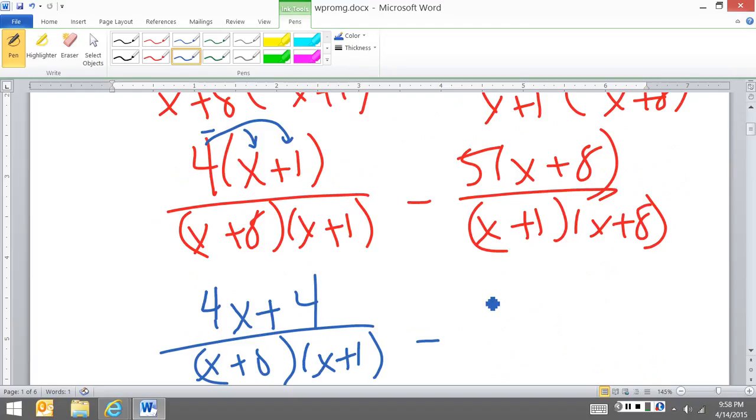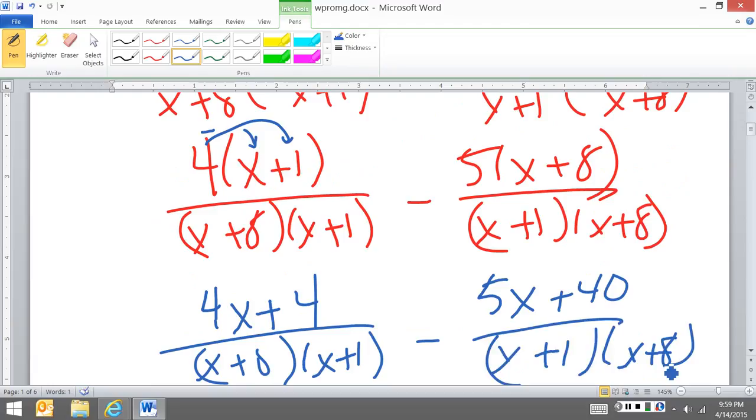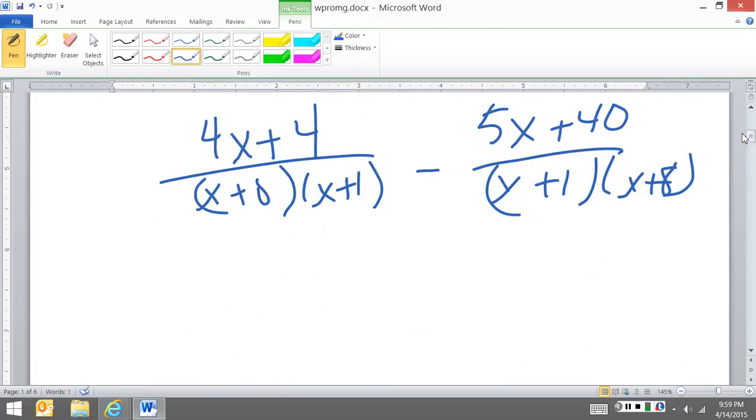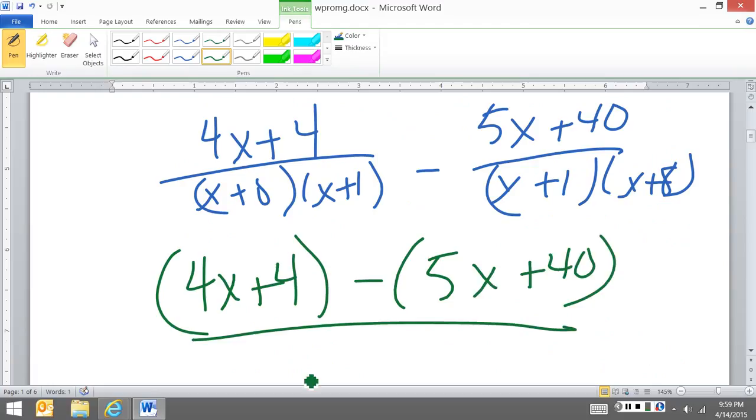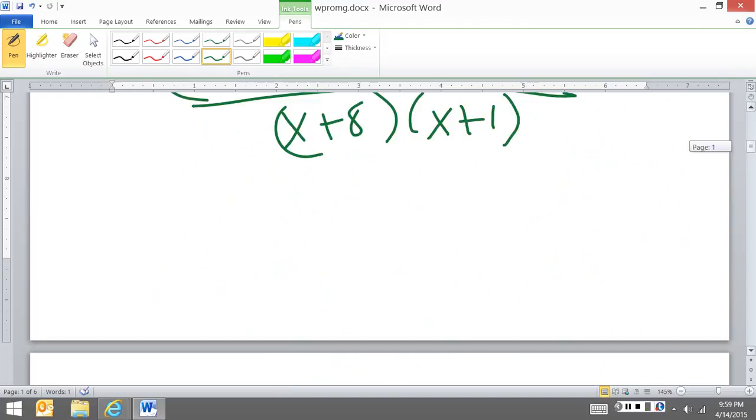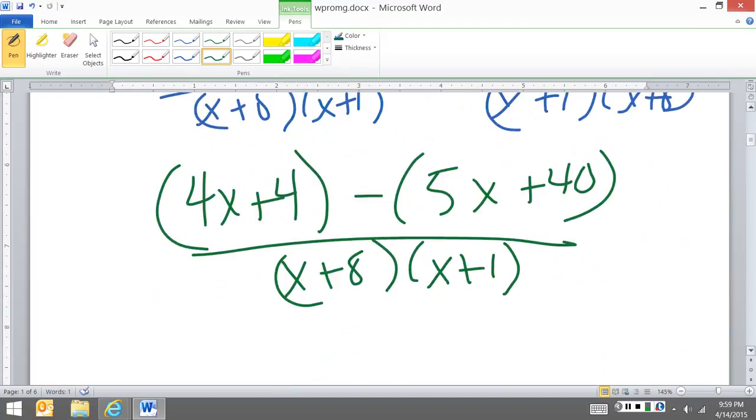Now, as I bring this together, I have 5x in parentheses over my common denominator. Why do I do this? Because this negative sign here applies to this entire thing. So as I bring this together, I get 4x minus, this distributes to both parts.